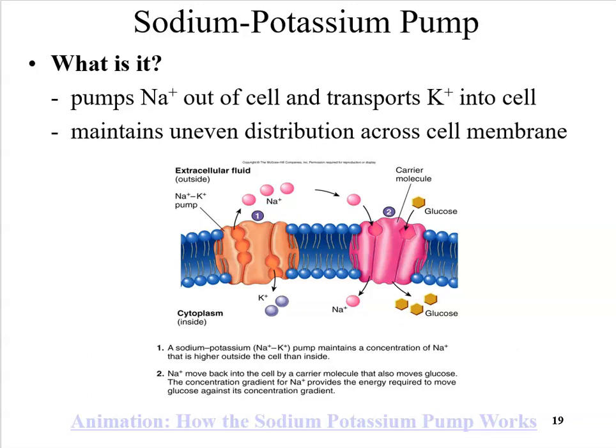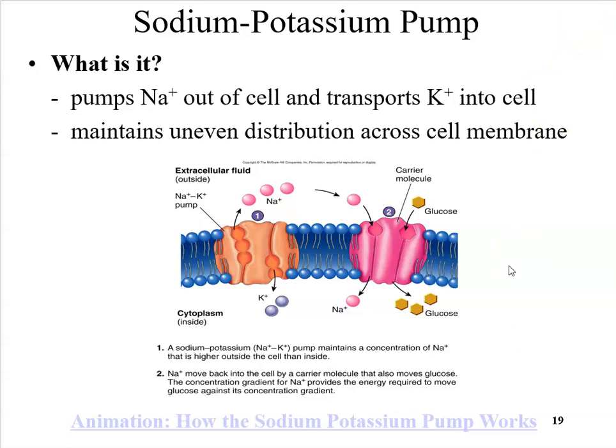Recall, diffusion is always movement down the slide, down the hill, from high to low concentration. And it doesn't take energy to roll downhill, right? So this passive transport does not require ATP. However, active transport moves substances uphill, up the slide, from low to high. And it does take energy to push something uphill. So active transport does require ATP energy to fuel it.